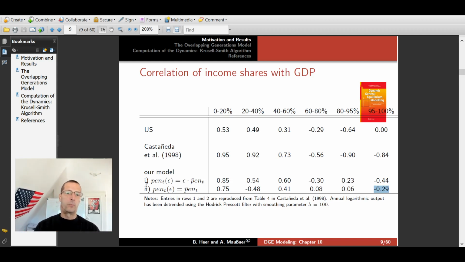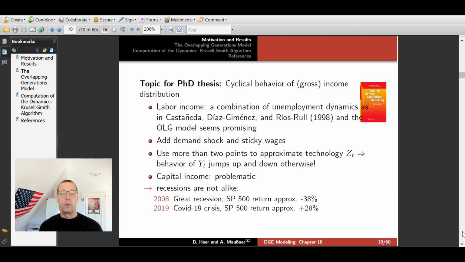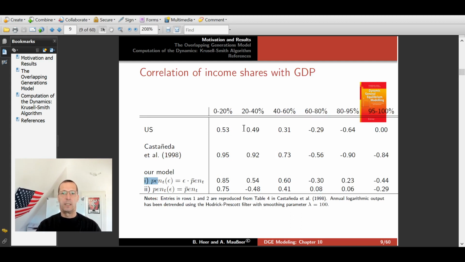So our preferred model is probably the one here, model one, where we have a more proportional pension system, where pensions increase with contributions. So a topic for your PhD thesis, if you're still looking for a paper, well, try to replicate these income shares, their cyclical behavior, and try to match them to the empirical shares. You may use a combination of the model by Castaneda and our overlapping generations model, so meaning that you introduce unemployment into our overlapping generations model.